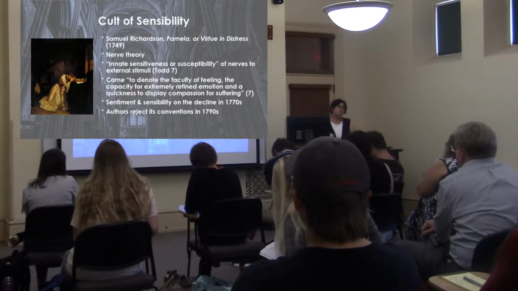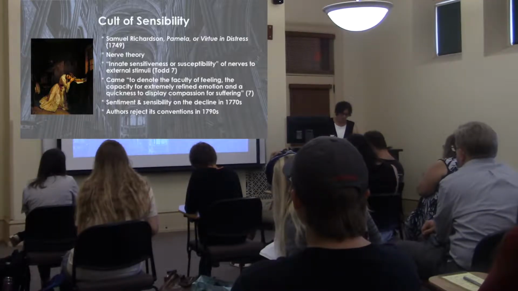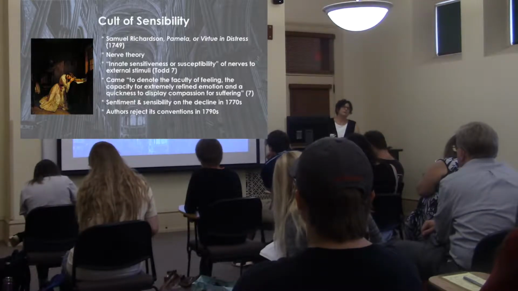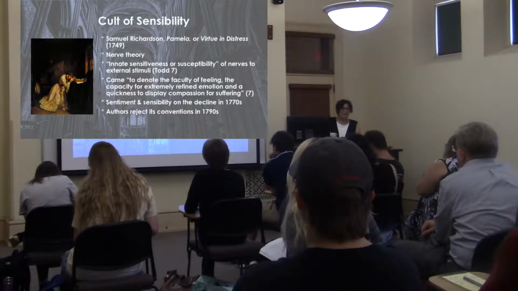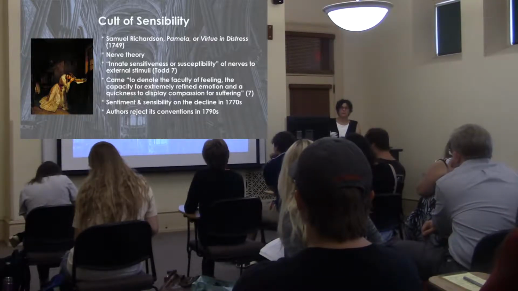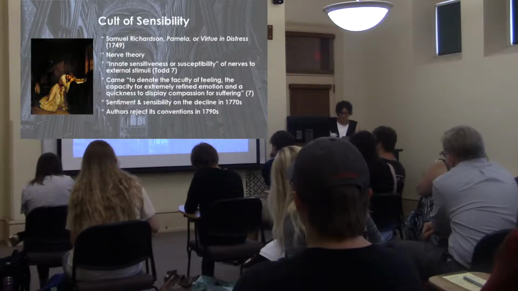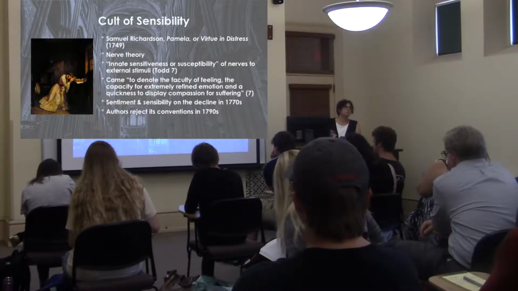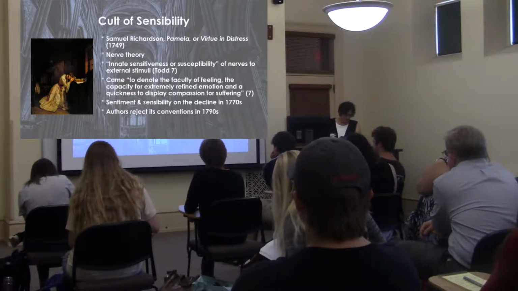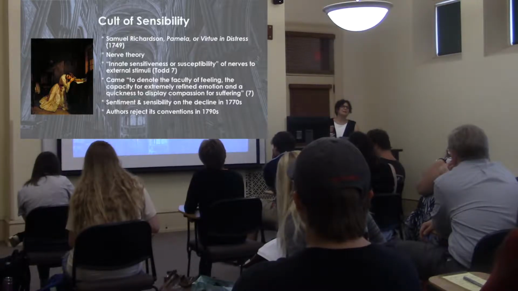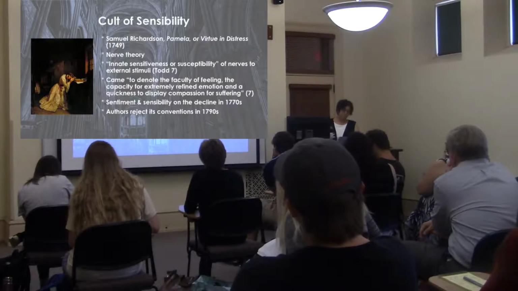Novels of sensibility were closely allied with medical theory, with the new nerve theory that was formulated in advance by George Cheyne, who was a Scottish physician and also happened to be really good friends with Samuel Richardson. And so sensibility of the nerves referred to their innate sensitivity or their susceptibility to external stimuli. That's the medical definition.